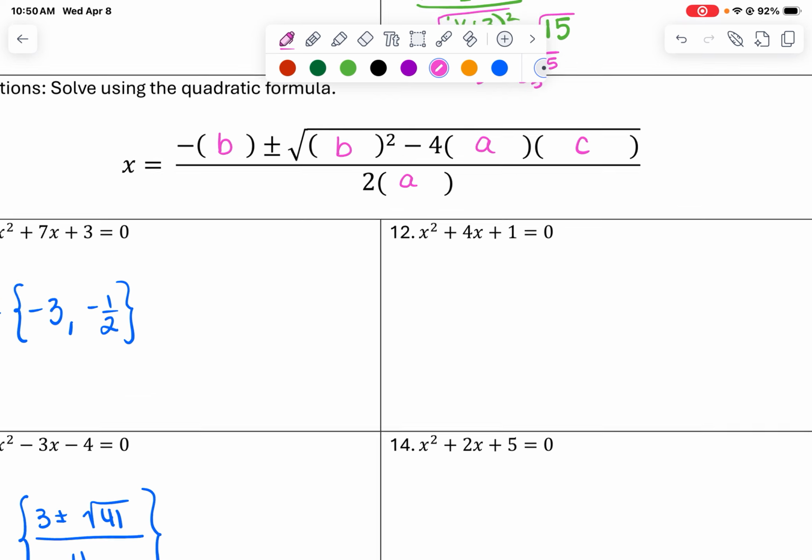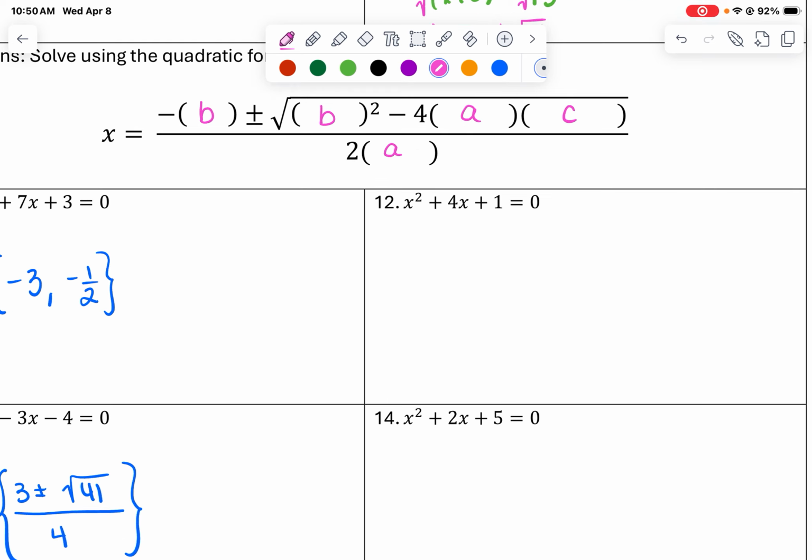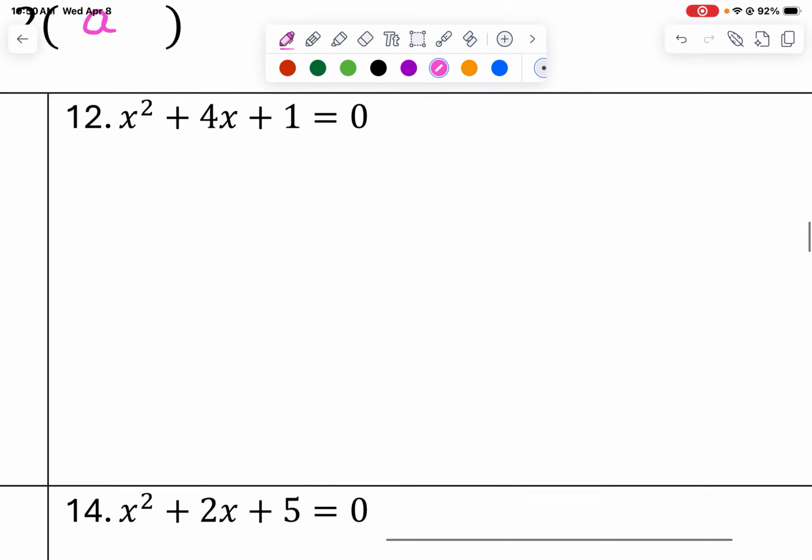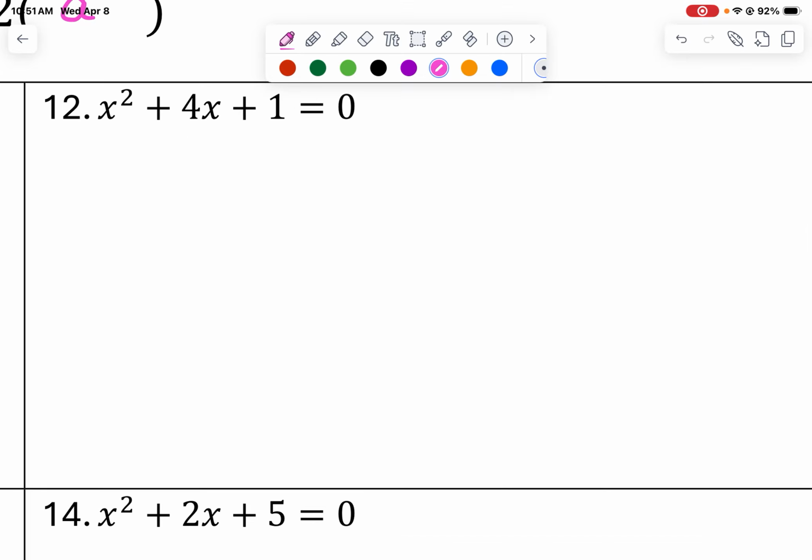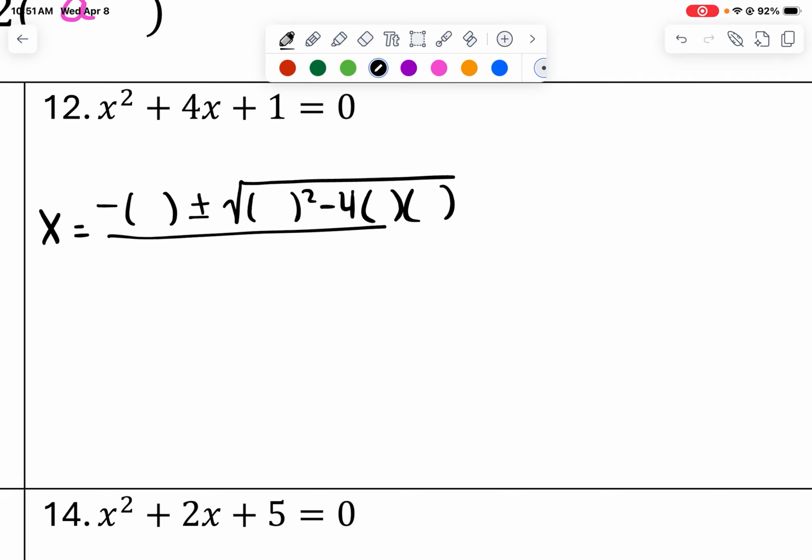Number 20, a is 1, b is even. So it could be completing the square, or it could be factoring. So let's think. Is there anything that multiplies to give us negative 3, but adds to give us negative 2? Yeah, there is. It is negative 3, positive 1. And since a is 1, we can use a shortcut and get x minus 3 times x plus 1 equals 0. So set these both equal to 0 and solve.